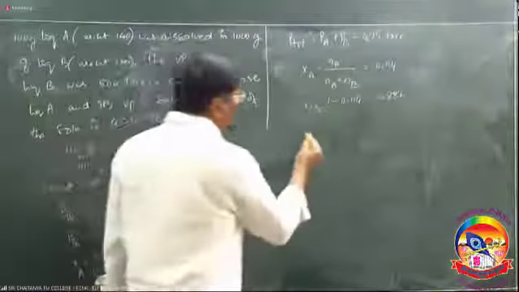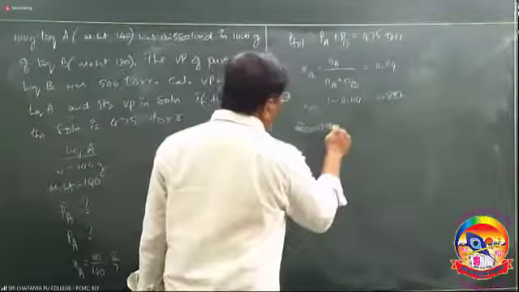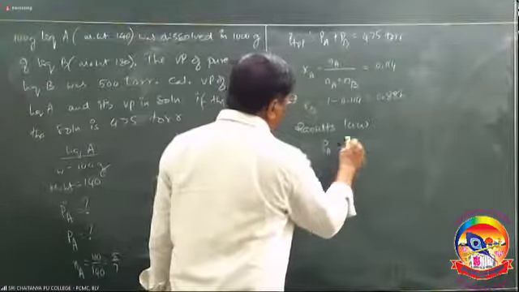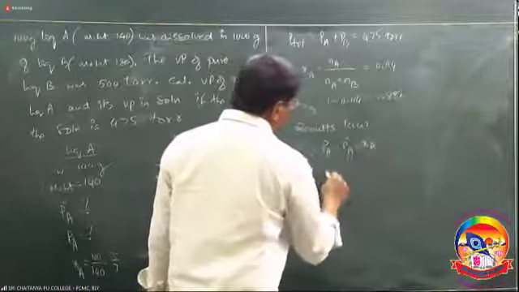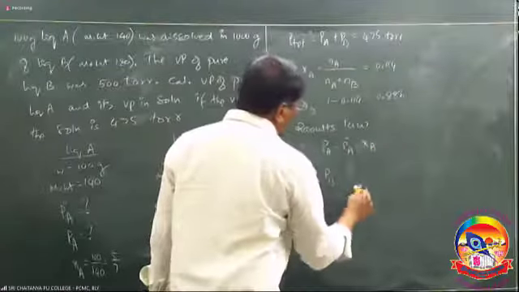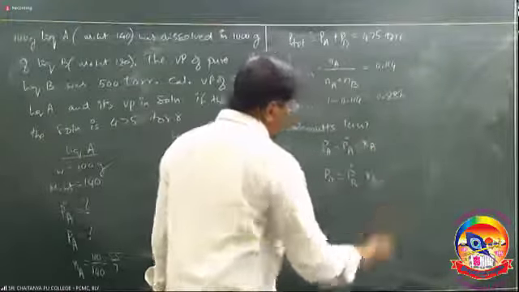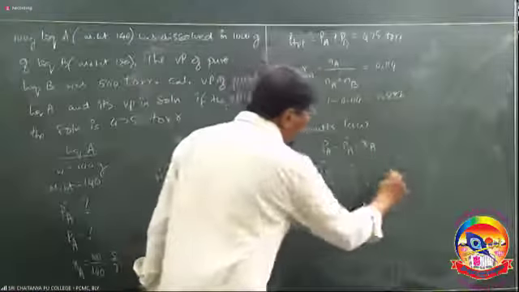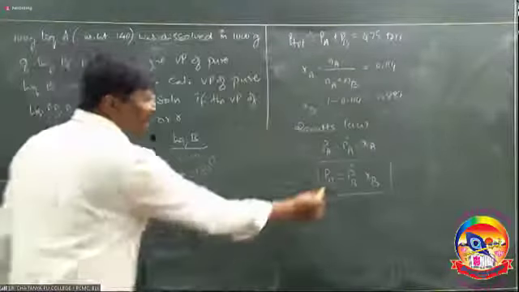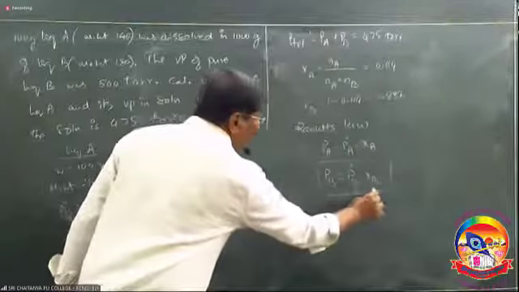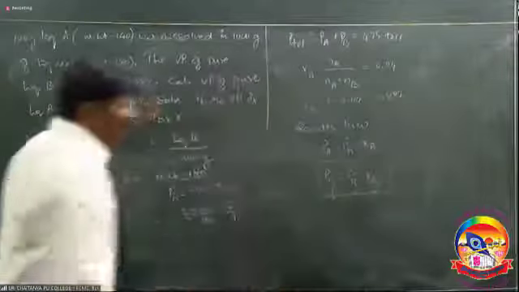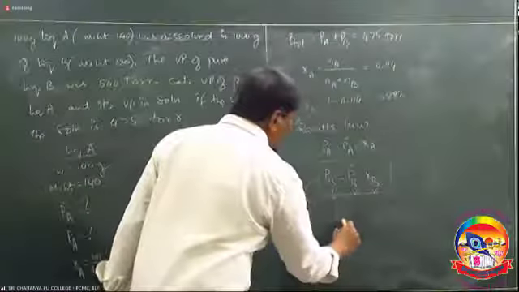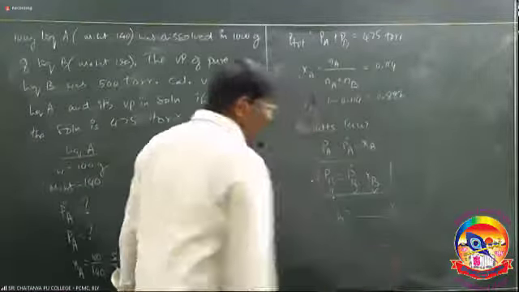And then Raoult's law. According to Raoult's law, PA is equal to P naught A into XA, and PB is equal to P naught B into XB. Now, you select this formula. Already P naught B is known, XB is also known, so PB can be calculated.